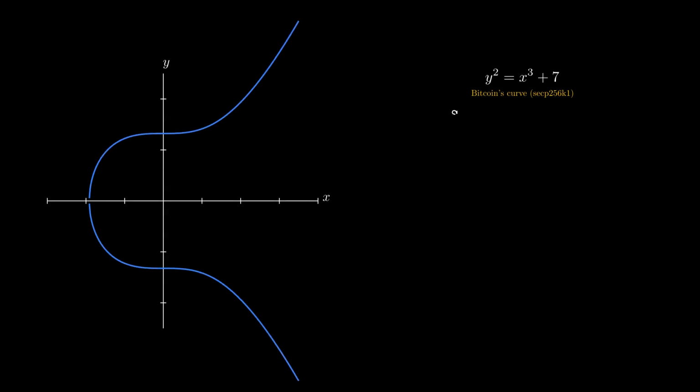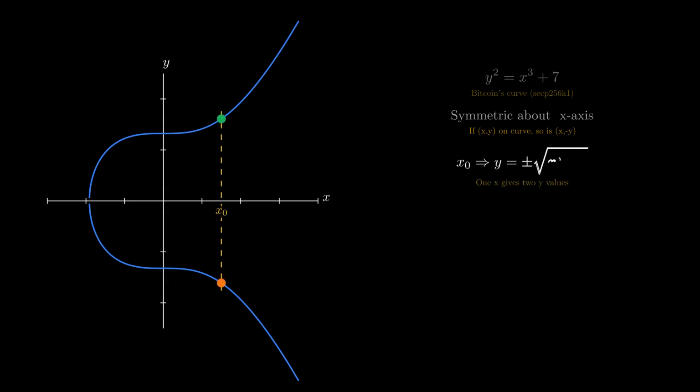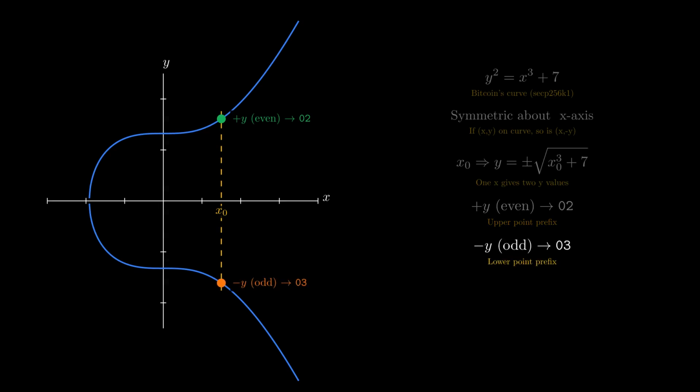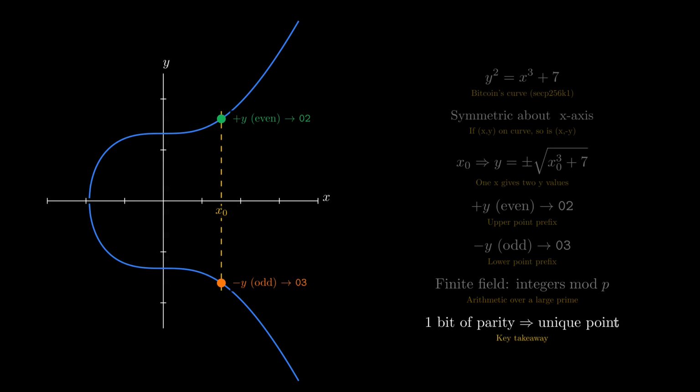Here's the key insight. Bitcoin's curve follows the equation y squared equals x cubed plus 7. This curve is symmetric about the x-axis. For any valid x coordinate, there are exactly 2 possible y values, one even and one odd, in finite field arithmetic, which is simply integer math performed modulo a large prime. If you know x, you can solve for y, but you get 2 answers. You only need 1 extra bit to distinguish them. Parity, whether y is even or odd, is that bit.